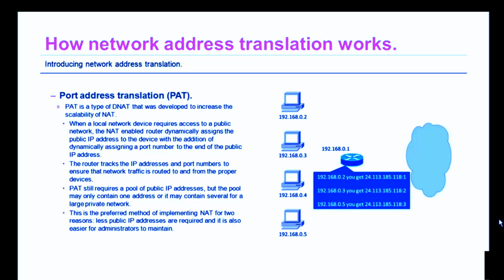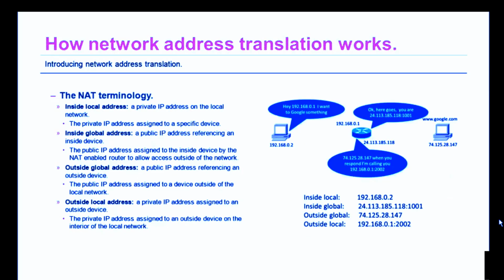This is the preferred method of implementing network address translation for two reasons. First off, there's less public IP addresses that are required, and it makes it easier for an administrator to maintain. Now let's talk about NAT terminology, specifically about the types of addresses.